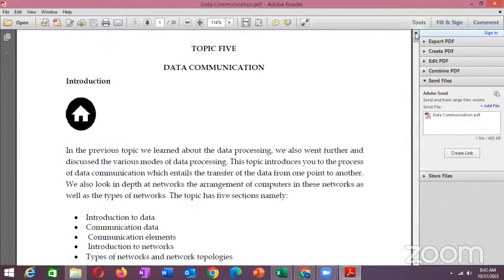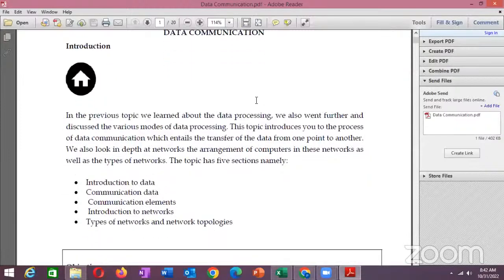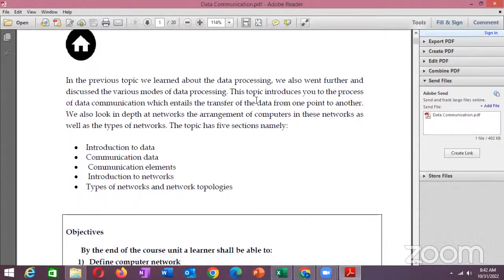So this is topic 5. In the previous topic, we learned about data processing. We also went further and discussed the various modes of data processing. This topic introduces you to the process of data communication, which entails the transfer of data from one point to another. We also look in depth at networks, the computers in a network, as well as types of networks.